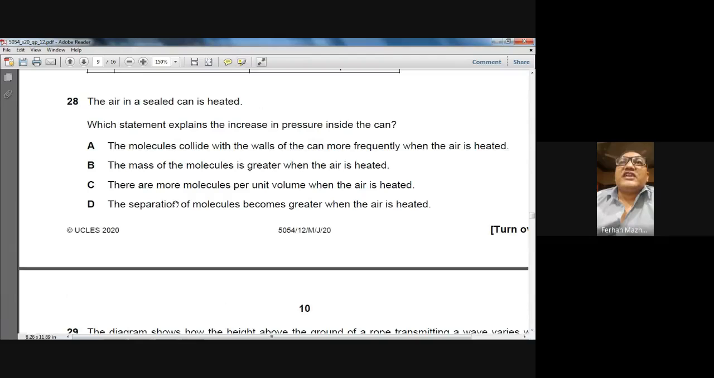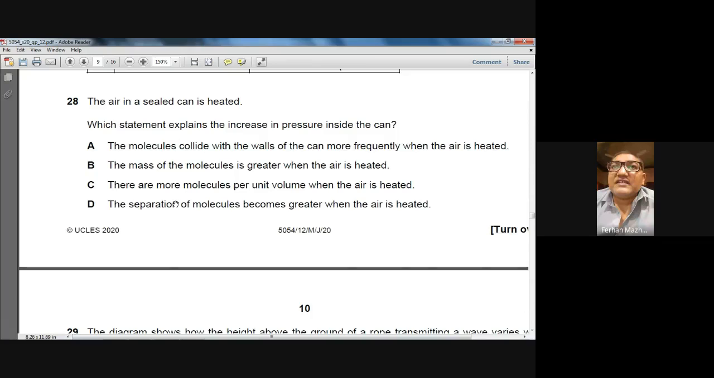The air in a sealed can is heated. You know the volume cannot change. Which statement explains the increase in the pressure inside the can? When the temperature rises and the volume cannot increase or decrease, the molecules will start moving faster, and when they hit the walls of the container, they will exert a larger force, and the collision frequency will increase.